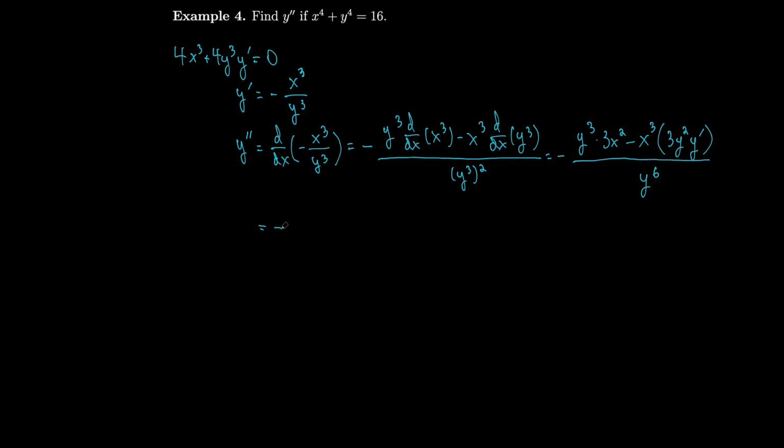So now that's negative 3x squared y cubed minus 3x cubed y squared times y prime. We can't have y prime in the end though. We need our second derivative in terms of just x and y. But it looks like we know what y prime is, luckily, so we can replace that. So y prime becomes minus x cubed over y cubed. And we still have our y to the 6 in the bottom.